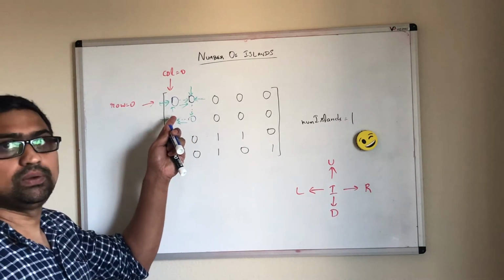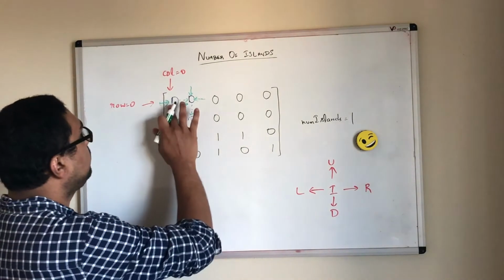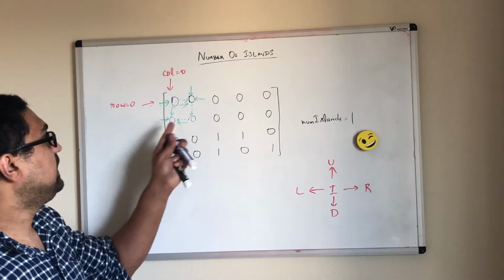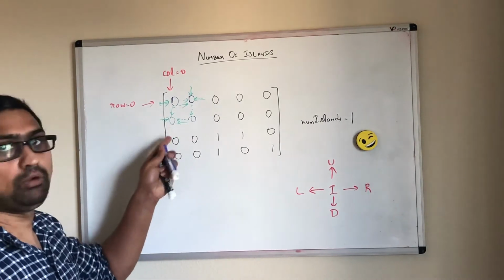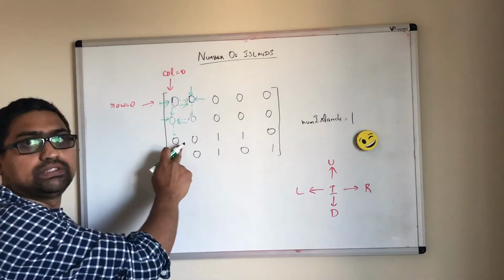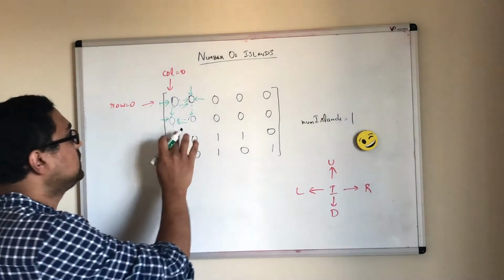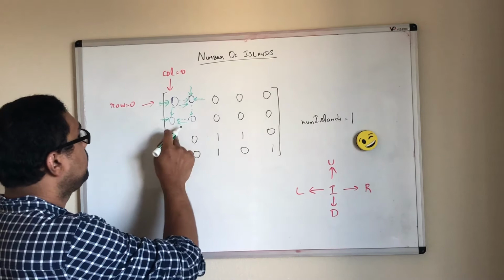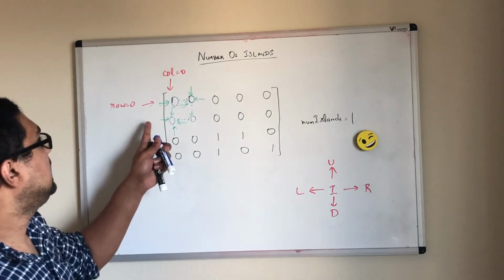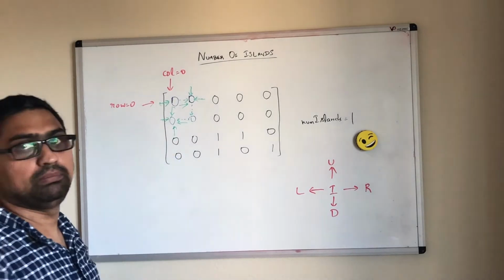So this value is 0, so we can come back in the recursion. We have explored the left, right and the top neighbors. Now let's explore the bottom neighbor of this cell. This value is 0, so we can come back in the recursion. So we have explored the left, right, top and the bottom neighbors.